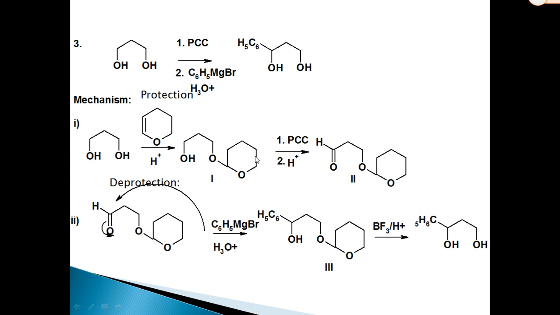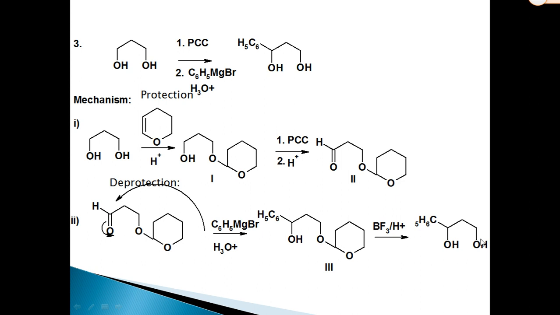Then on oxidation with pyridinium chlorochromate, which is a mild oxidizing agent, it oxidizes this hydroxy group into the aldehyde group. Now this tetrahydropyranyl derivative on reaction with phenyl magnesium bromide in presence of ether, this phenyl ring attacks this carbonyl carbon atom, opening of the pi bond on the oxygen, then formation of the MgBr complex, which on hydrolysis breaks to give this product in which the phenyl ring is introduced on this carbon atom.